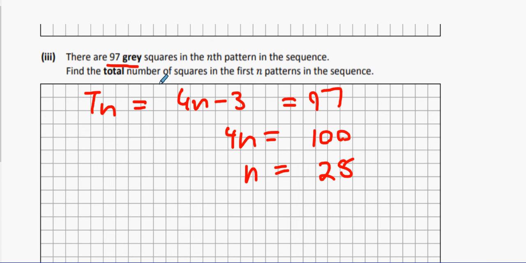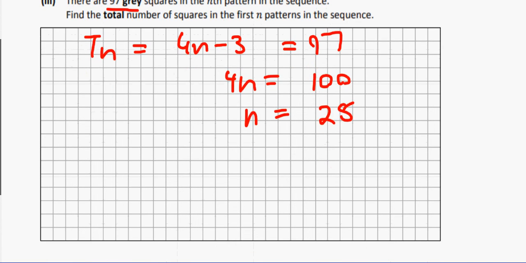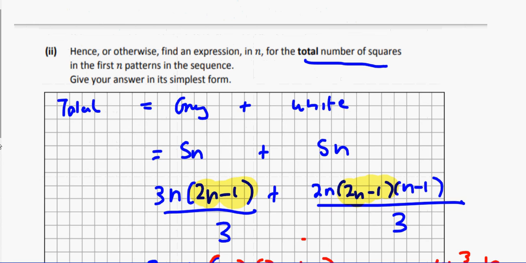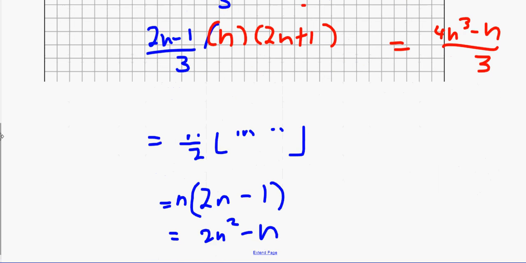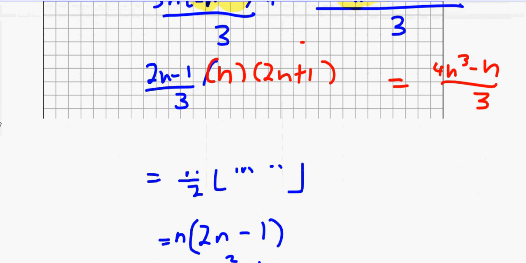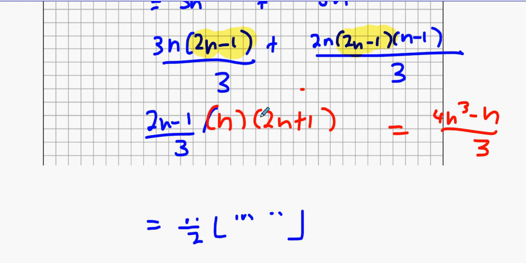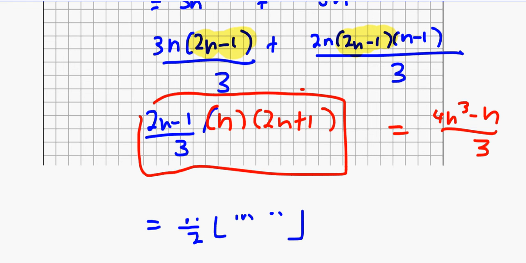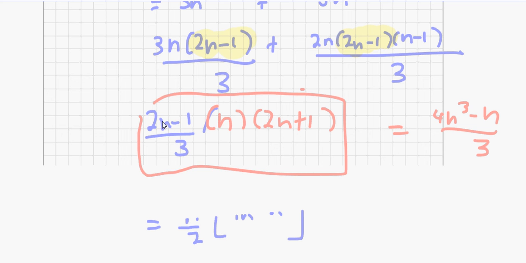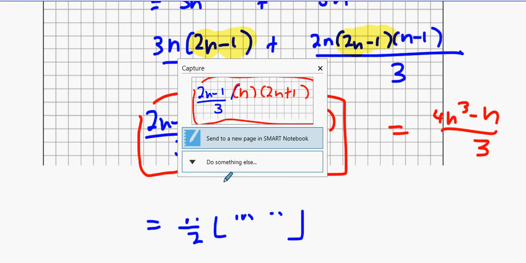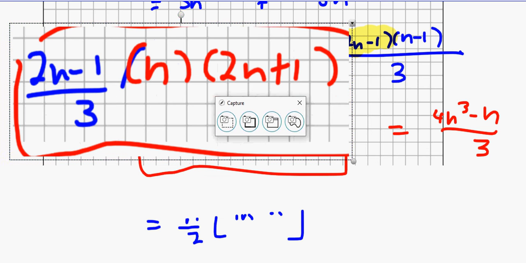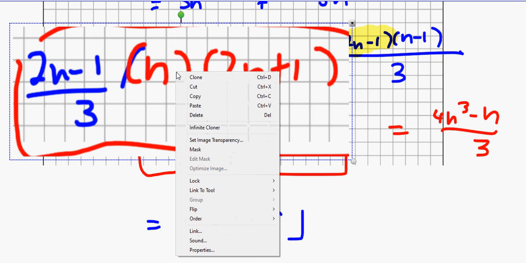Now find the total number of squares in the first n patterns of the sequence. Well, that means we have to go to the formula we made a second ago, which is basically this formula here. So I can use this formula right here. I'm just going to copy and paste it, because we discovered that in the last question, that is the total amount of squares in the full thing.